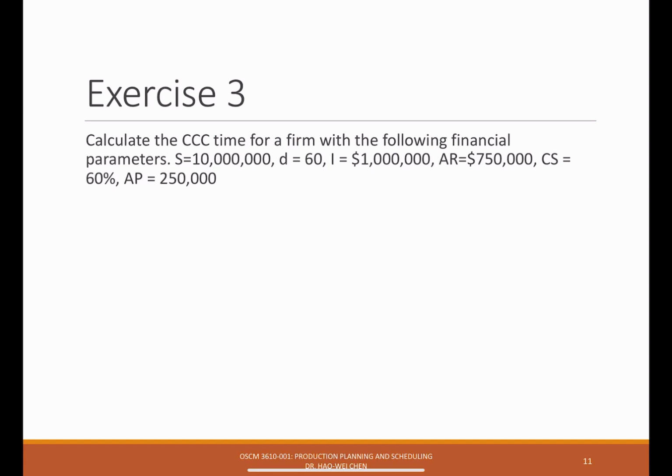First we want to calculate SD, the daily sales. SD is equal to S divided by D. So that will be 10 millions, right? Divide by 30. So that will be 16666.67.